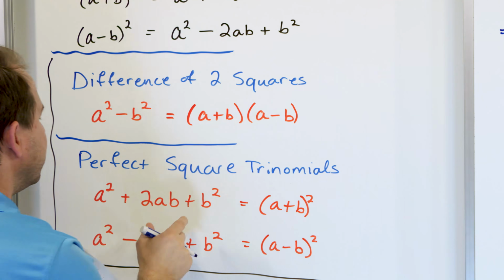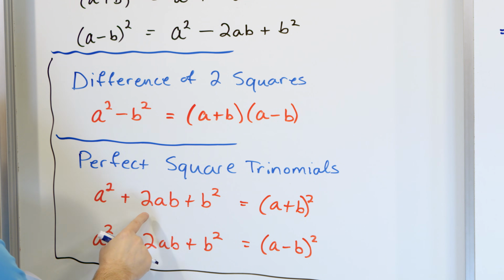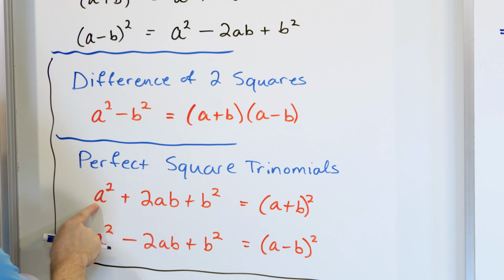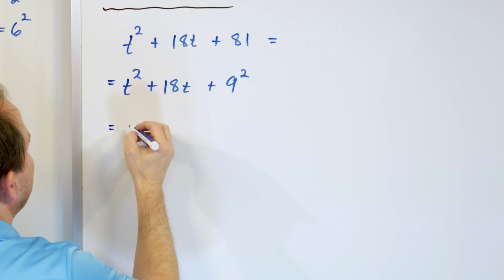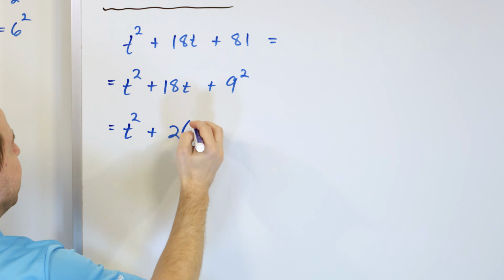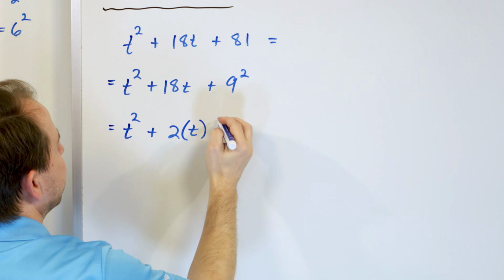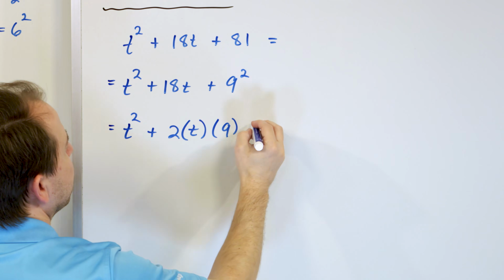But then according to our rule, the middle term of this trinomial, if it's going to follow this rule, must be able to be written as 2 times whatever a is times whatever b is. So let's just see if that's true. If the middle term is 2 times a times b, then it will be 2 times whatever a is, which is t, times whatever b is, which is 9. And that actually does multiply together to give us our middle term.